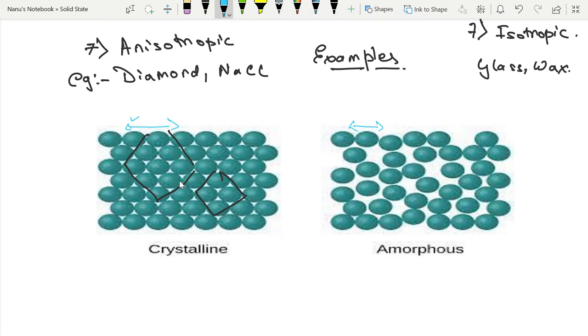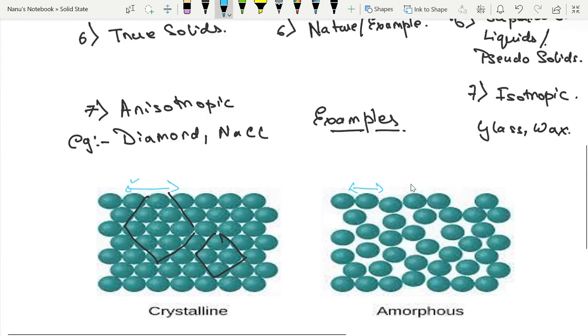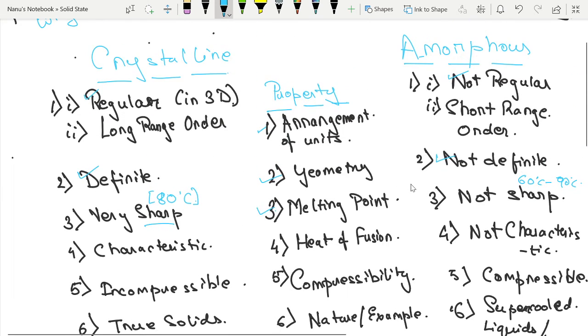So whenever you're heating it, it will be melting at the same temperature, or at least within 1 or 2 degrees. But in amorphous solids you see there is no definite structure to it. So sometimes you might heat one part and it melts at 60 degrees Celsius, you heat another part and it melts at a different temperature, right?